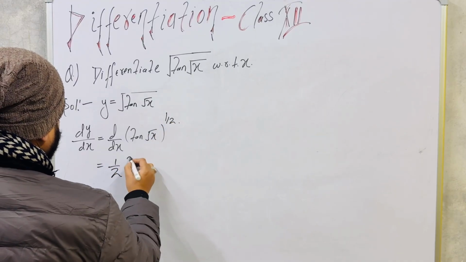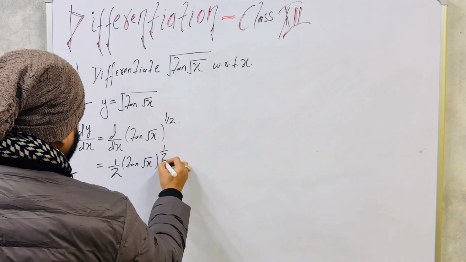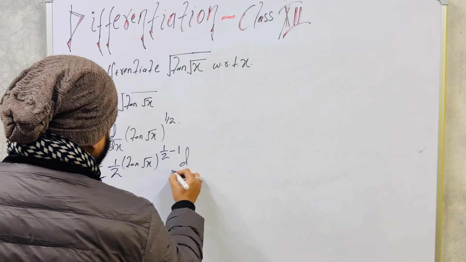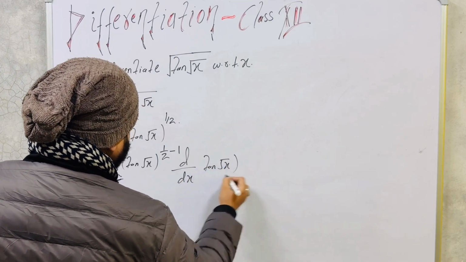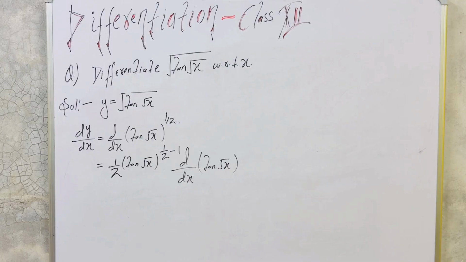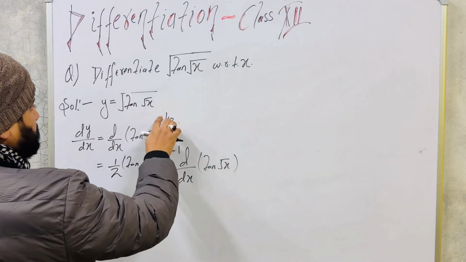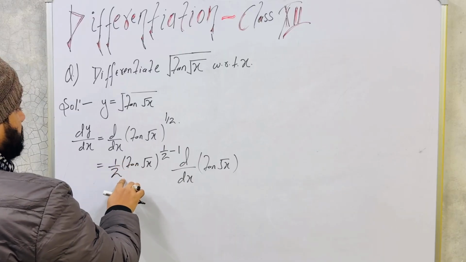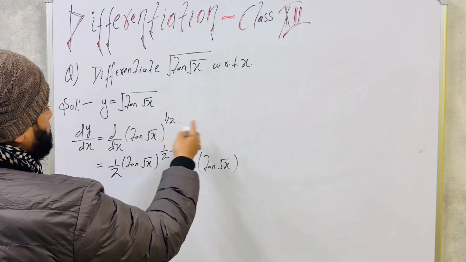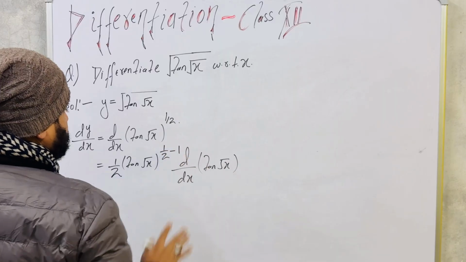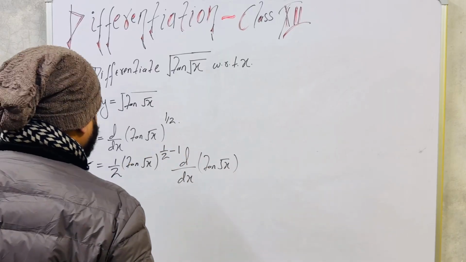Now this is 1 upon 2 tan under root x to the power 1 by 2 minus 1 d by dx tan under root x. Okay, firstly we have solved this under root. To remove this under root, now this is the power of 1 by 2, we have write 1 by 2 and tan under root x and 1 minus to the power, that is 1 upon 2 minus 1. Okay, again we have differentiate d by dx tan under root x. Okay, this is the rule.